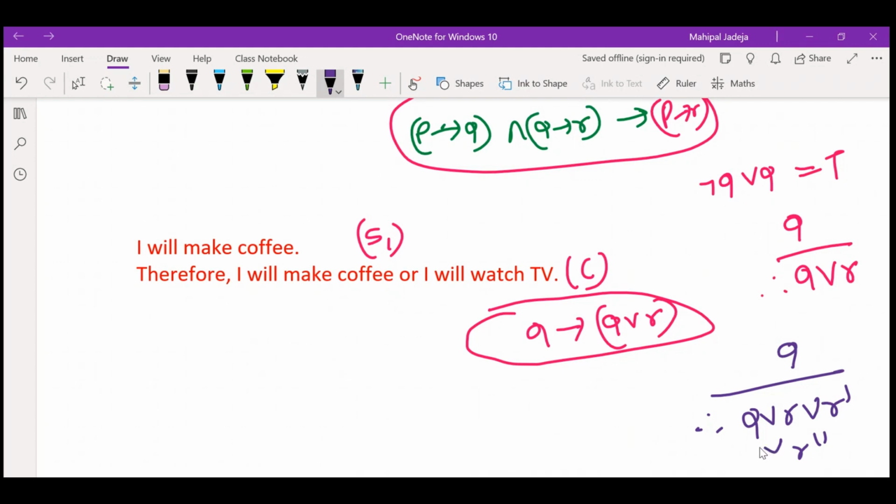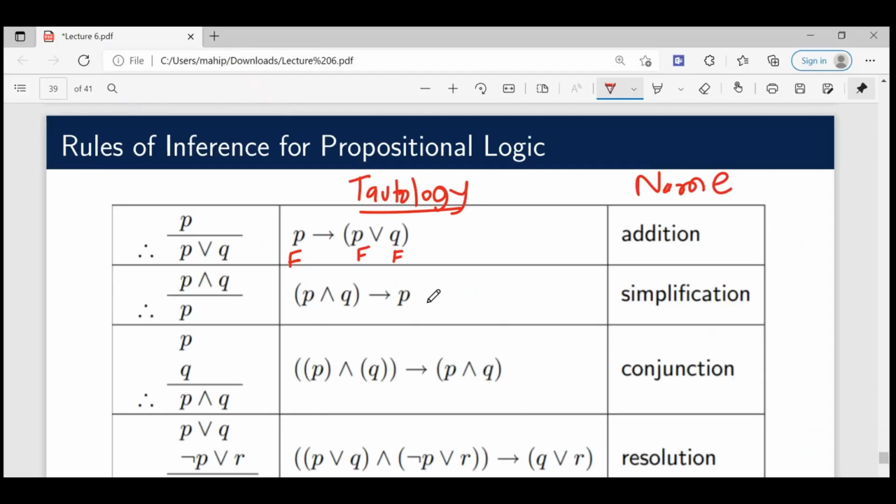Okay. So if one condition is given to you and that particular condition is true, then you can add as many conditions as you want to it. Still your new compound proposition will always be true because the first condition is true and you are just taking disjunctions. So that is the idea. Okay, fine. Let's move forward.